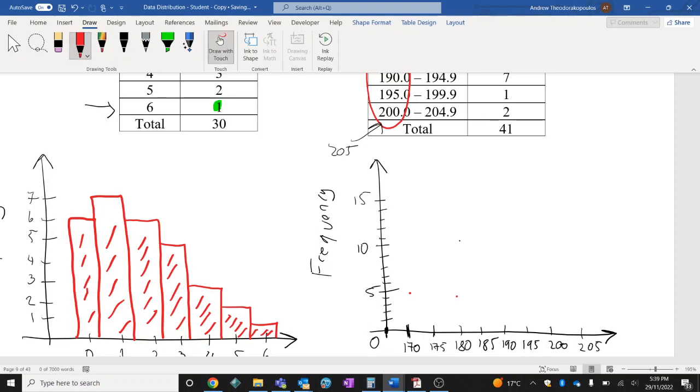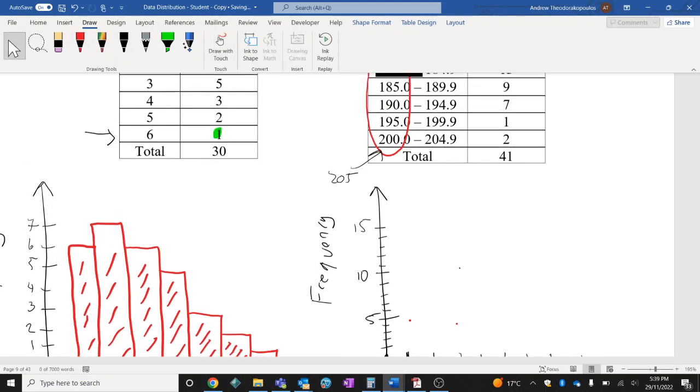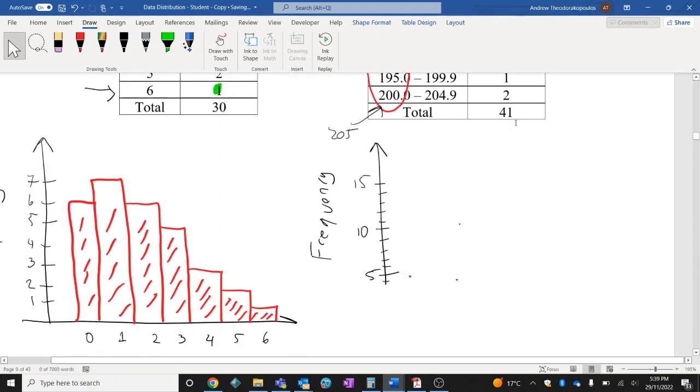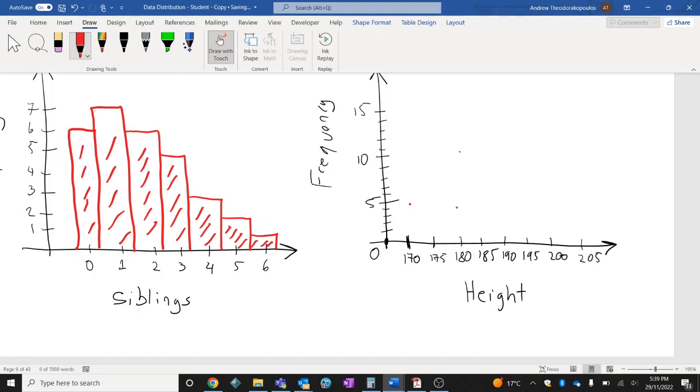So our first interval of 170 to 174.9 has a count of 4. So we're just going to do from here all the way up to a 4. The next one is a count of 5, so we just go up just that little bit. Make sure we connect it now at those marks. There is a skill to this and it does take time, so be patient with it. The next one goes all the way up to a 13, so that should be about here.